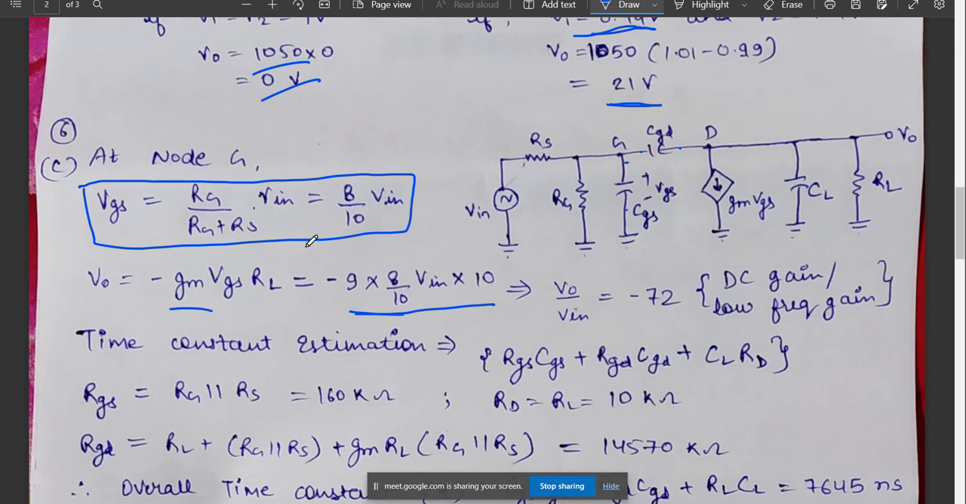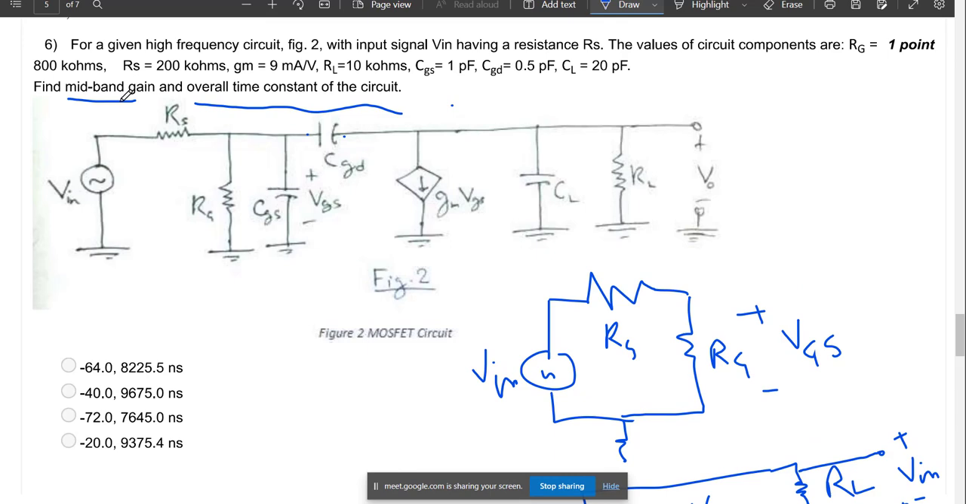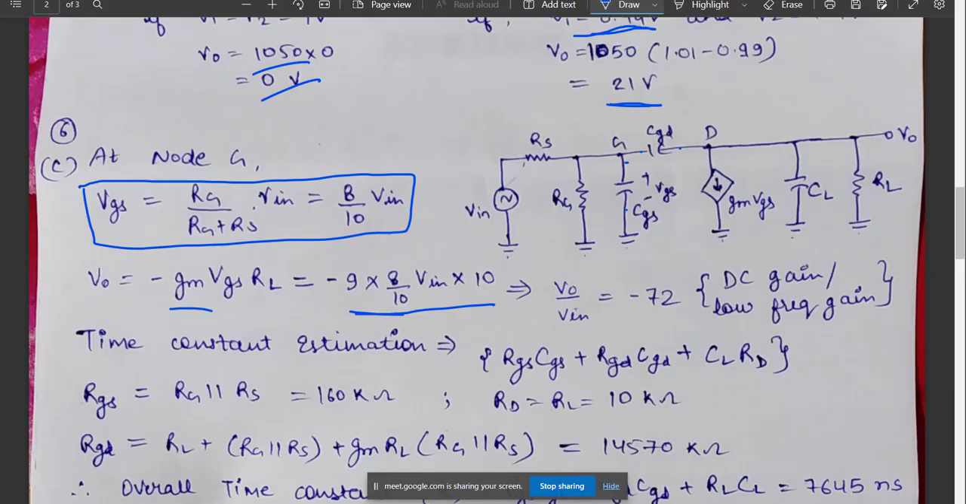We will put the value of VGS in and we'll get the value of V0, and then we'll find out what we have to find, the mid band gain. So mid band gain will be V0 divided by V in, right. Mid band gain is V0 divided by V in. So we'll put it here. We got V0 divided by V in as minus 72.